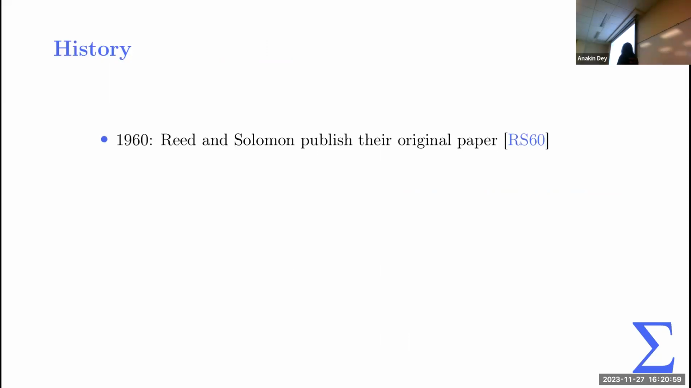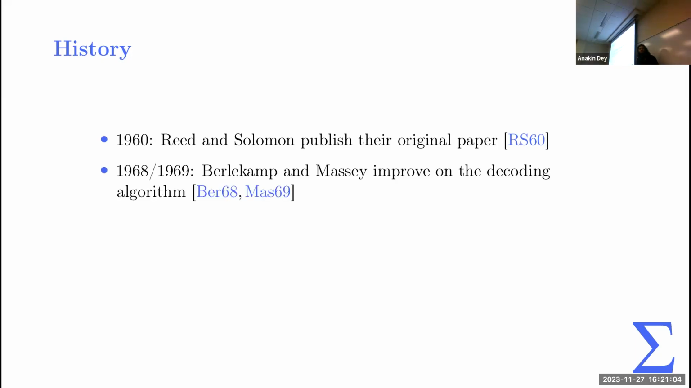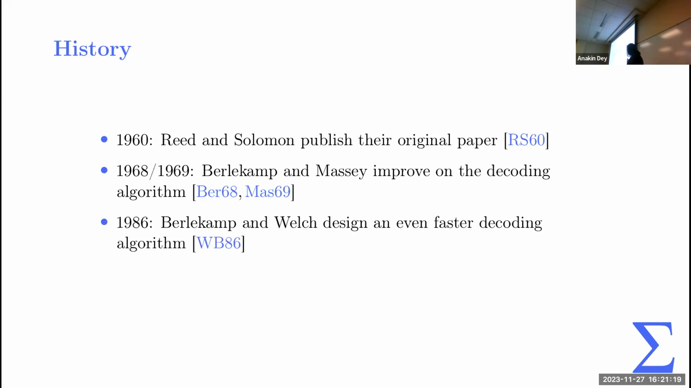So a little bit about the history of these codes. In 1960, Reed and Solomon published the original paper. And then in 1968, 69, two other mathematicians, Berlekamp and Massey, improved on the decoding algorithm, but I'm not going to get into that one. Then in 1986, Berlekamp and another guy, Welch, designed an even faster decoding algorithm, and that's the one I want to go over in the later part of the meeting. It's the one that everyone uses to do Reed-Solomon decoding.